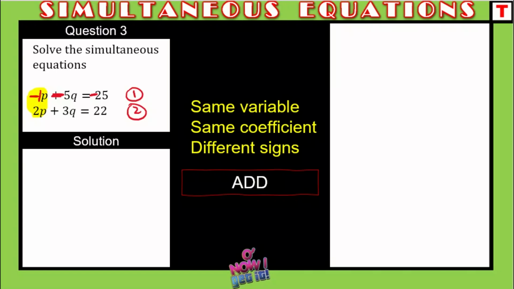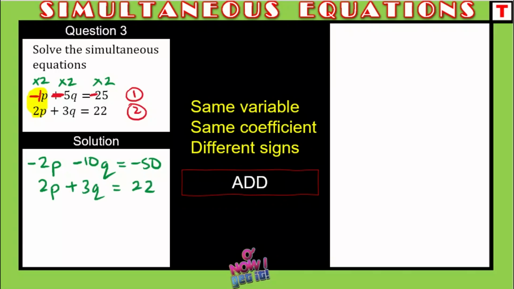Okay, so what I'm going to now do is multiply this equation by 2. Multiply there by 2, multiply there by 2. So let's do that. 2 times -1 is going to give us -2, so -2p. 2 times -5 is going to give us -10, so -10q is equal to 2 times -25, which is going to give us -50. Equation 2 will come back, so we have 2p plus 3q is equal to 22.